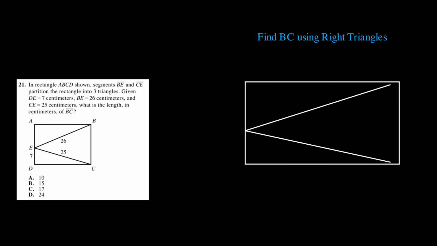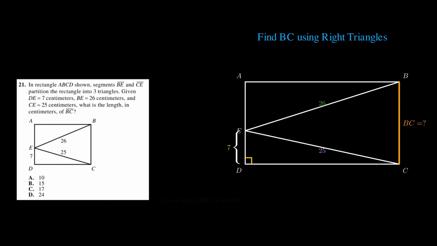Since this is a rectangle, all the corners are right angles. That means we can use right triangle relationships, especially the Pythagorean theorem. We are going to solve this in 2 steps. First, find the width of the rectangle. Then use that result to find the height, which is BC.